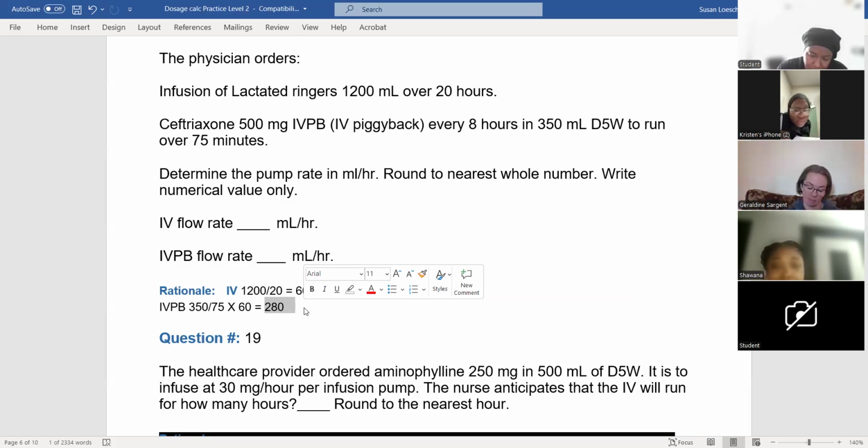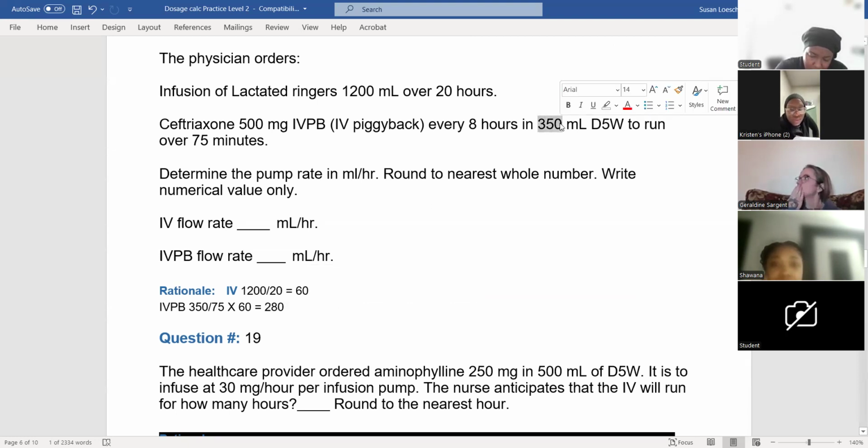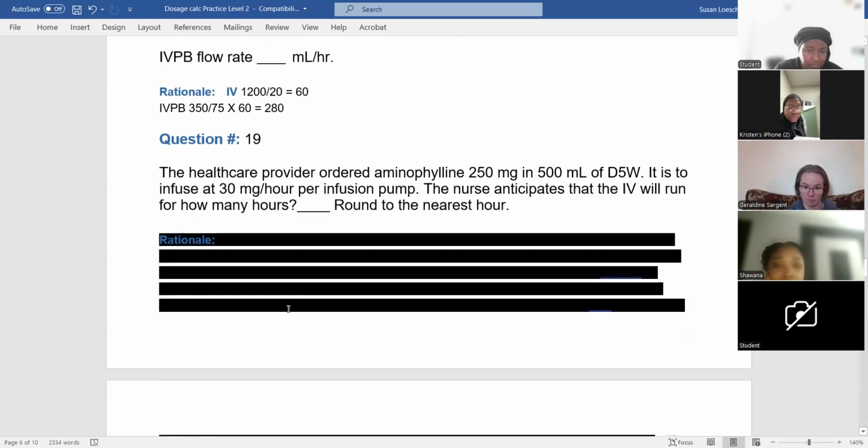And that makes sense because look, we have 350. If we ran 350 over an hour, it would be 350. Now we're running it over a little bit longer than an hour. So we're going to decrease the rate a little bit to make it stretch out. Double checking ourselves all the time. Let's look at this next one. And this will be the last one we'll do for today. Okay, so now it's asking us, the nurse anticipates that the IV will run for how many hours, okay?